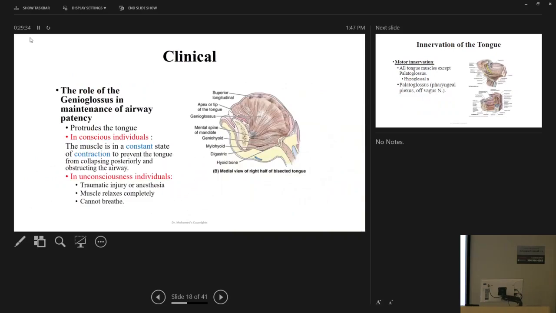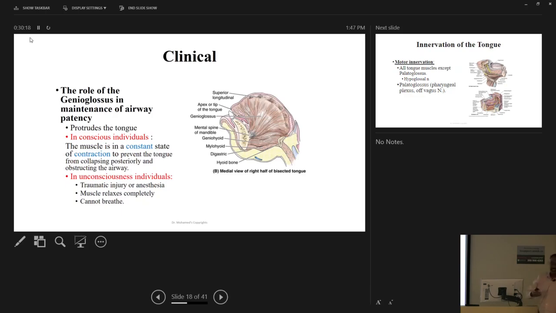Now, clinical. The role of the genioglossus in maintenance of the airway patency. We need to understand that, first of all, the genioglossus is the muscle which protrudes the tongue, right? This muscle, in conscious individuals, everybody around, me, you, her, him, our genioglossus is in a state of constant contraction. Why? Not to protrude our tongue, but to keep it from falling to the back of our mouth and obstructing our airway, right?